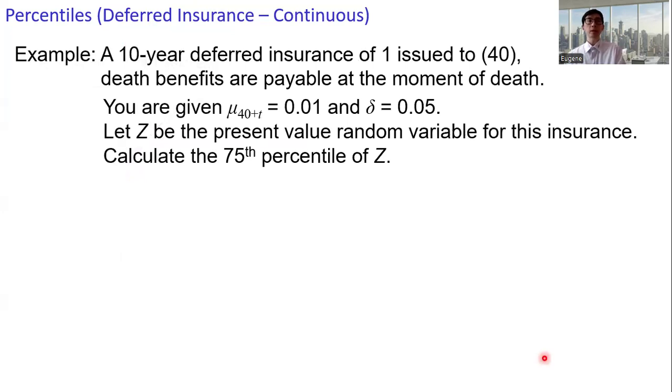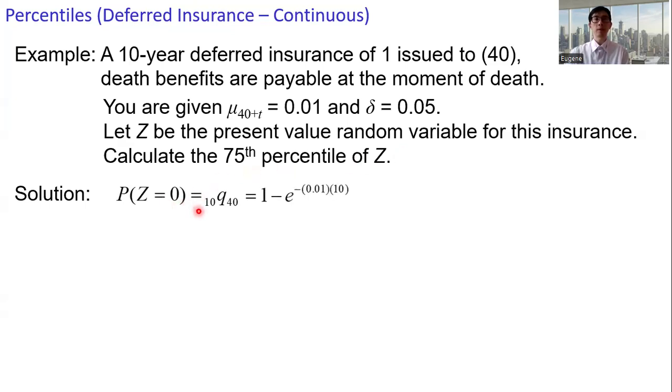All right, let's illustrate this with an example. A 10-year deferred insurance of 1 issued to an individual at age 40. Death benefits are payable at the moment of death, mu is 0.01, delta is 0.05, and we want the 75th percentile of Z. First, we get the probability that Z is equal to 0, which is 10q40. Upon calculation, we get the corresponding probability.